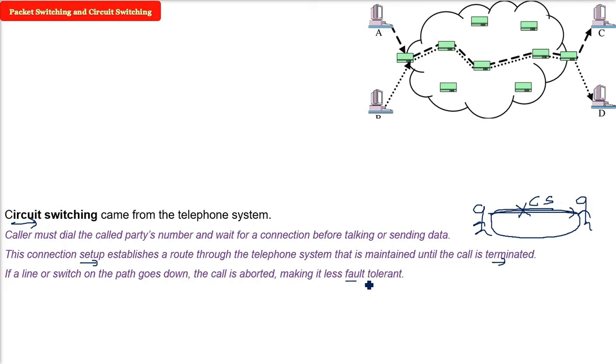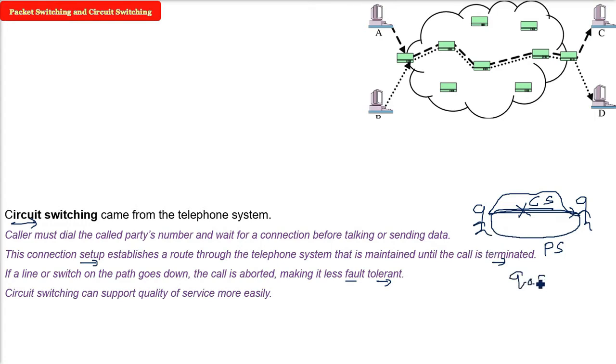Packet switching is all about taking different paths, so even if there is some fault, it can tolerate it. The packets can take another route. But here, there is no other path, only a single path. So what is the benefit of circuit switching? First of all, there is always a single path established.